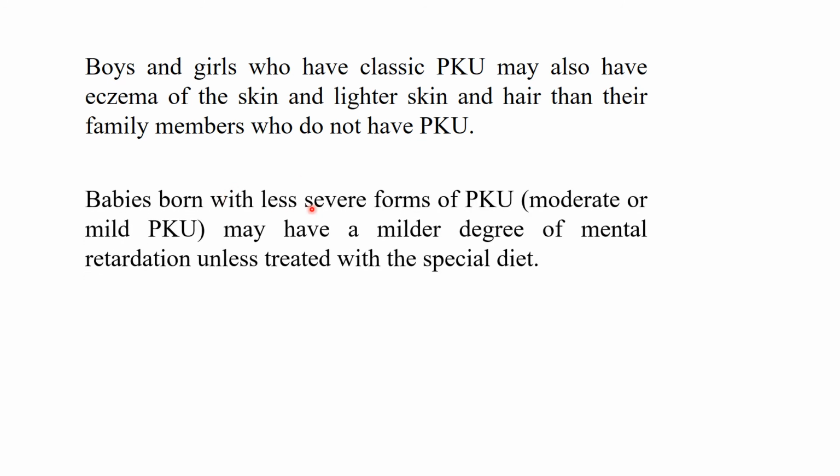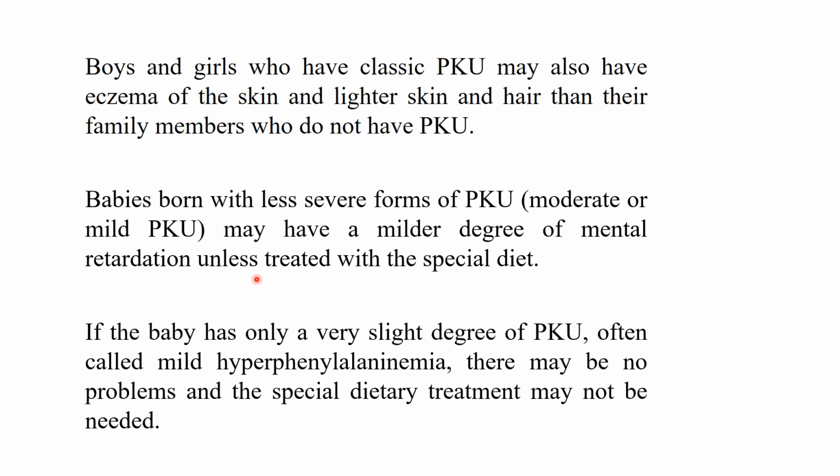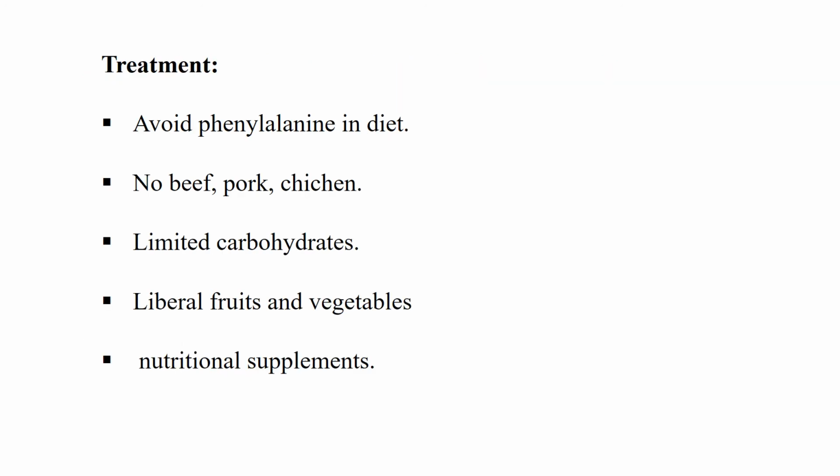Babies born with less severe forms of PKU, moderate or mild PKU, may have a milder degree of mental retardation unless treated with a special diet. If the baby has only a very slight degree of PKU, often called mild hyperphenylalaninemia, there may be no problem and special dietary treatments may not be needed. Treatment: avoid phenylalanine in diet. No beef, pork, chicken, these will not be used at all. Limited carbohydrates, liberal fruits and vegetables, and nutritional supplements will aid in the treatment of phenylketonuria.